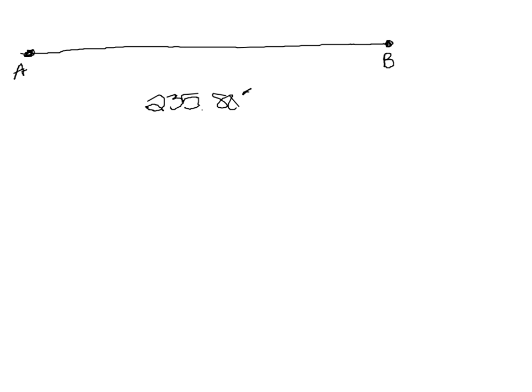If I have a distance from A to B, and this total distance is 235.80 feet. But the tape I'm using is 100 feet long, correct? So we're going to assume that there's 100 feet, there's 100 feet, and there's 35 feet.